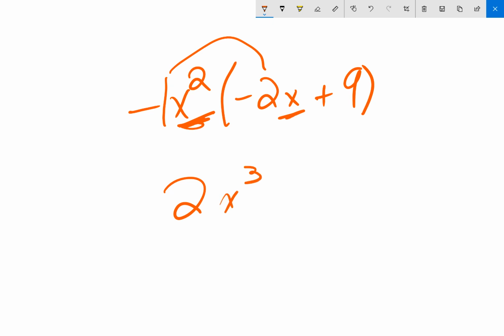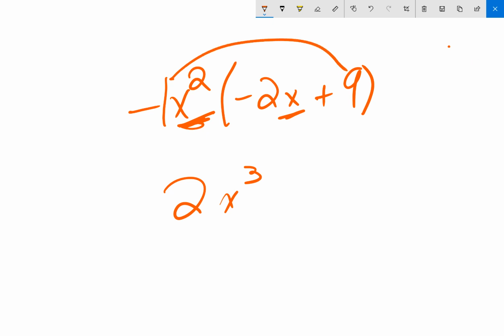Because when you're multiplying x's, x squared times x, you're actually just adding how many there are. So you have 2 x's here and 1 x here, which makes together 3 of them, right? Because x squared is x times x, and then you're multiplying another x to it. So you're just multiplying 3 x's, makes it x to the third. So that's 2x to the third.